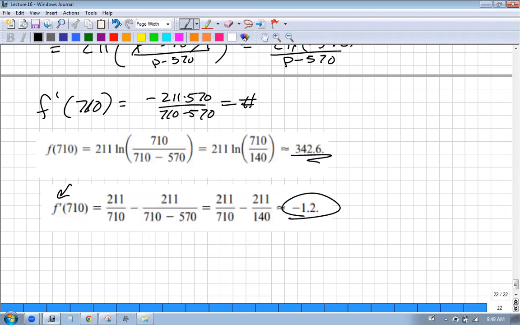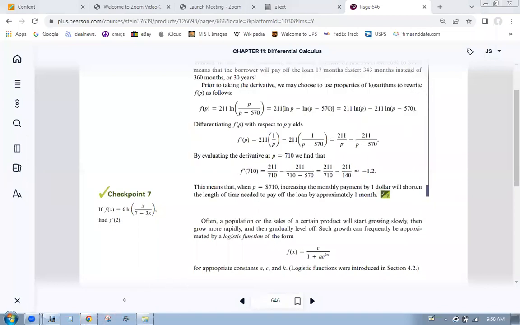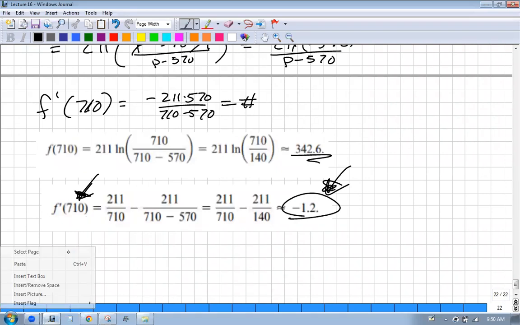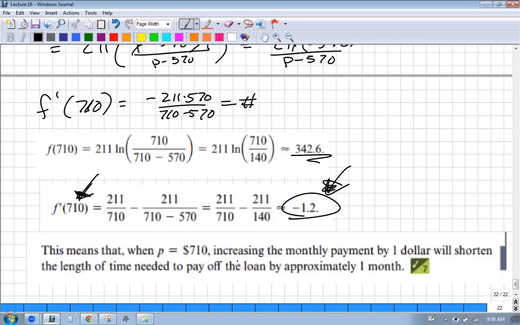All right, so what does that mean, the derivative? Remember, the derivative goes into the realm of marginal, right? This means that if you paid going from $709 to $710 a month, that will change the number of months that you have to pay by 1.2. You'll have 1.2 fewer months to pay if you raise how much you're paying from 709 to 710, or 710 to 711. Anyhow, that dollar difference a month in the end will change the number of months that you have to pay, by what the word marginal means, right? I always say the same thing every time. The marginal whatever. Yeah, increasing the monthly payment by $1 will shorten the length of time by approximately 1 month. We have to round down.